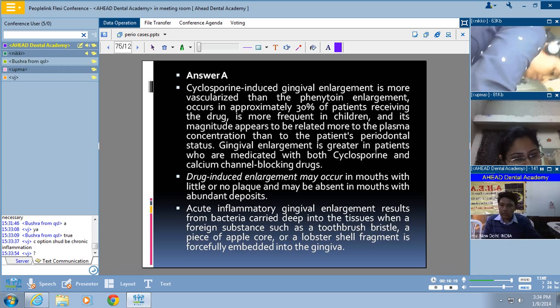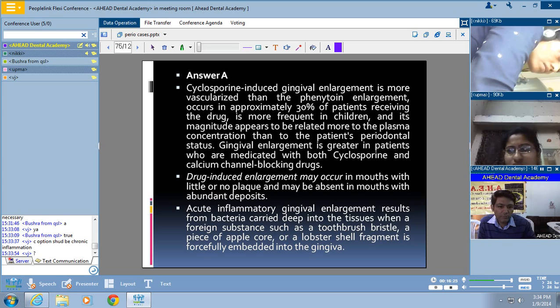We'll come to that, Vijay, don't worry. So a drug-induced enlargement may occur in mouths with little or no plaque, as we said, and may be absent in mouths with abundant deposits.